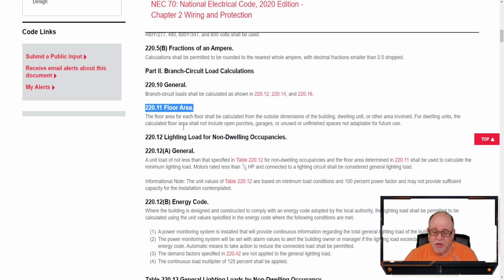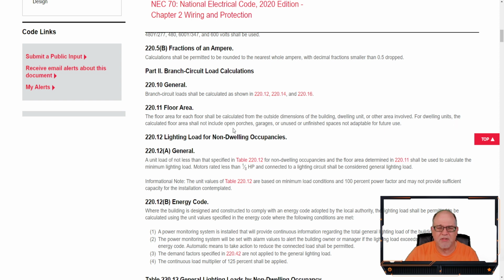Now, this used to be 220.12 when it came to how to do the dimensions, the outside dimensions rule, but no longer here anymore. So 220.12 is specifically for non-dwelling occupancies, right? And so we're trying to determine the actual dimensions of our dwelling that we just calculated. It says the floor area for each floor, and we had 2 floors, shall be calculated from the outside dimensions of the building, dwelling unit, or other area involved.